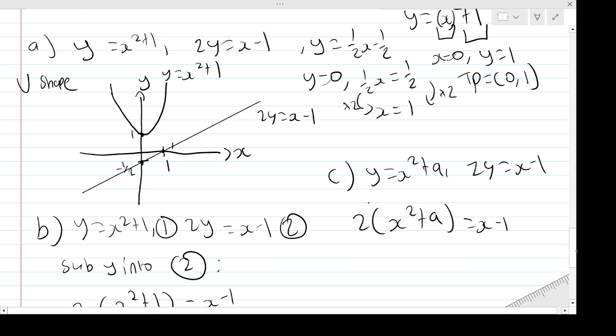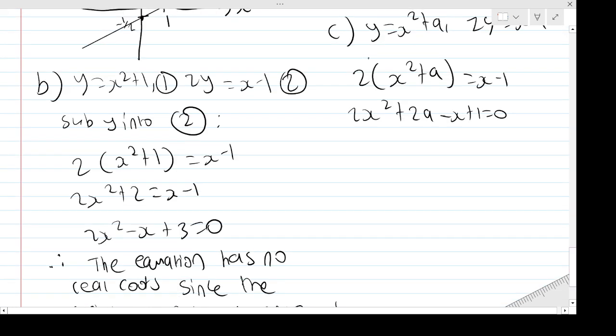There we are. Then I can expand it to get 2x squared plus 2a. And I'm going to move the right hand side to the left to get minus x plus 1 equals 0. Going to ever so slightly tidy this up, rearrange to get 2x squared minus x plus 2a plus 1. So it looks exactly like a quadratic form, right? Okay, so that's the equation we get. Cool.